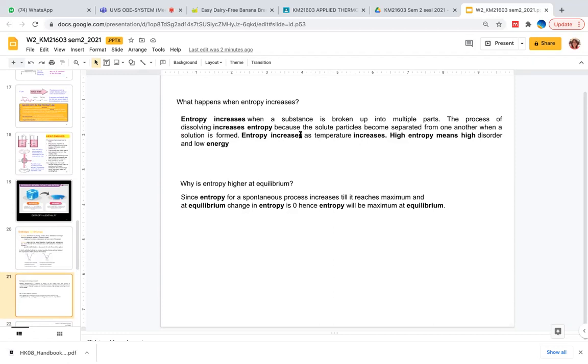Please remember that entropy increases as the temperature increases. This is because the orderliness of the system is getting messy. They are high disorder and low energy. Why is entropy higher in equilibrium? Since entropy for a spontaneous process increases till it reaches a maximum, and at equilibrium the change in entropy is zero, entropy will be maximum at equilibrium.